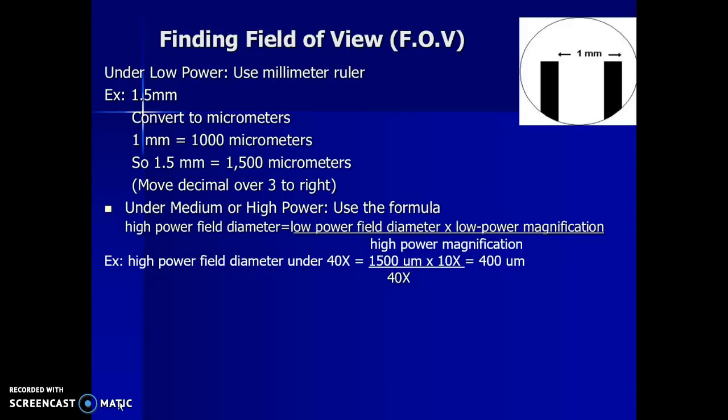So let's look at the numbers. Let's say you have placed your specimen under 40x, and you need to find the size of the individual object. So let's first calculate the diameter under 40x. We know under 10x, you were able to see 1.5 millimeter diameter, which is equal to 1500 micrometers, times the low power magnification, which is 10, and you want to find out the diameter under 40x. So you divide it by 40, which tells you that the diameter now is 400 micrometers.